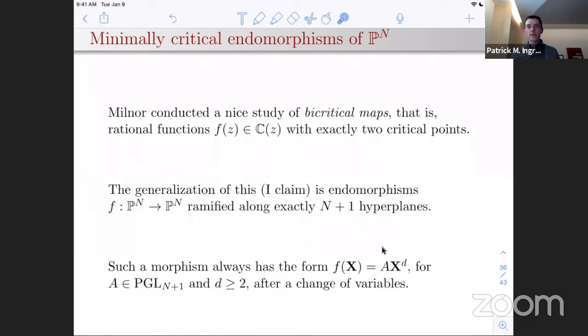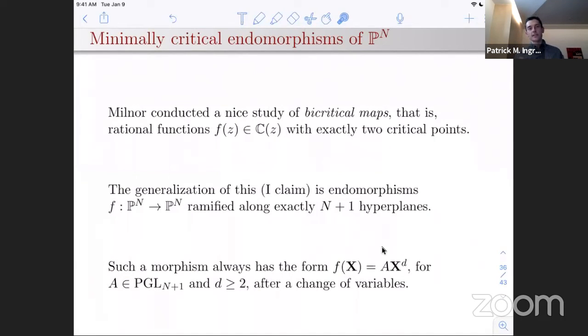But it turns out there's another setting where we can say a little bit more, and maybe I'll wrap up the talk with this. So Milnor has, again, in the complex setting and the one variable setting, this nice paper where he looks at so-called bicritical rational maps. Right? So if you have a rational function of one complex variable, it's going to have at least two critical points. But there are some that have exactly two critical points.